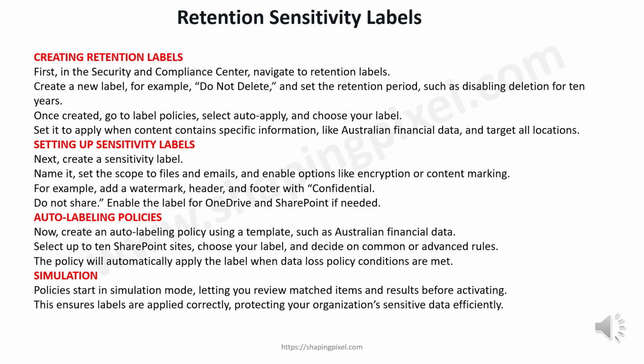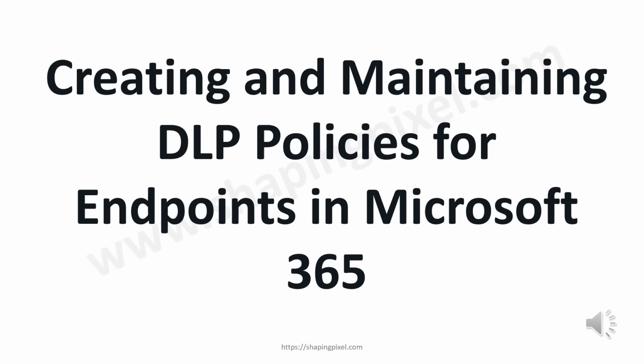Now, create an auto-labeling policy using a template, such as Australian financial data. Select up to 10 SharePoint sites, choose your label, and decide on common or advanced rules. The policy will automatically apply the label when data loss policy conditions are met. Policies start in simulation mode, letting you review matched items and results before activating. This ensures labels are applied correctly, protecting your organization's sensitive data efficiently.